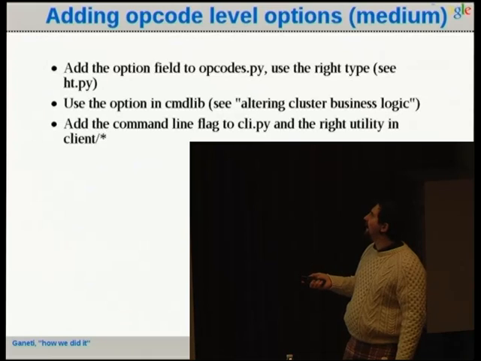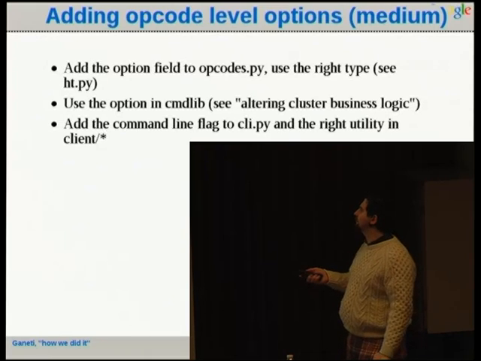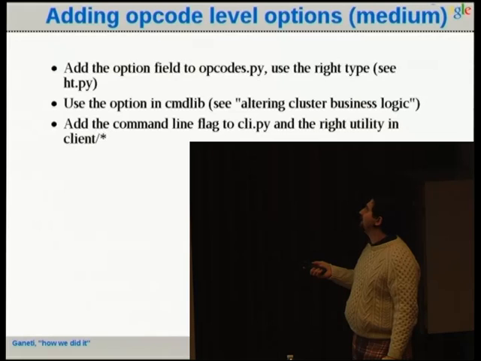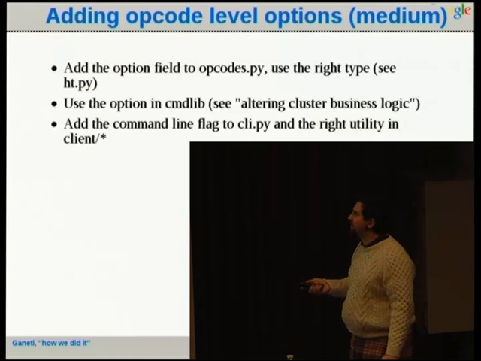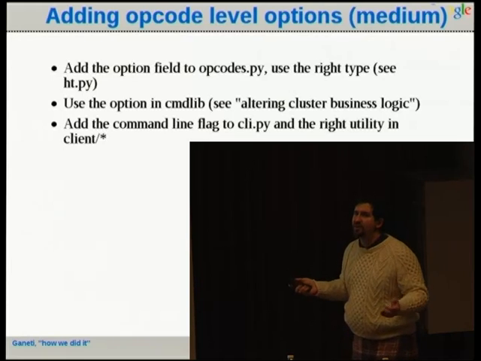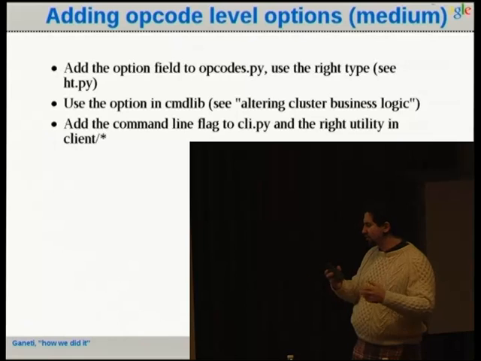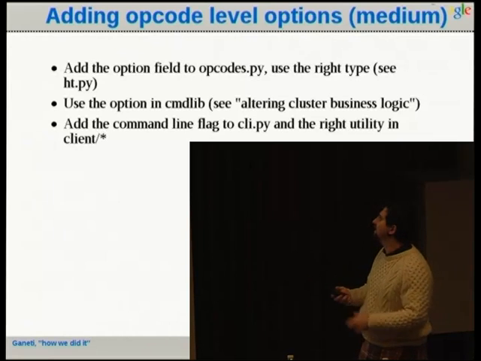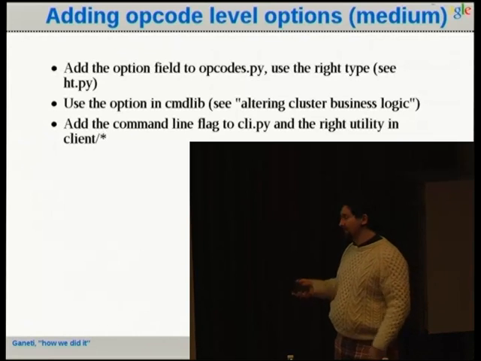And then you'll need to add the command line flag to cli.py, and finally the right utility in client. So if it's an instance operation that you're changing, you'll change client GNT instance. If it's a node operation, client in GNT node, node group, and so on. To see what all these clients do, again, please come tomorrow.